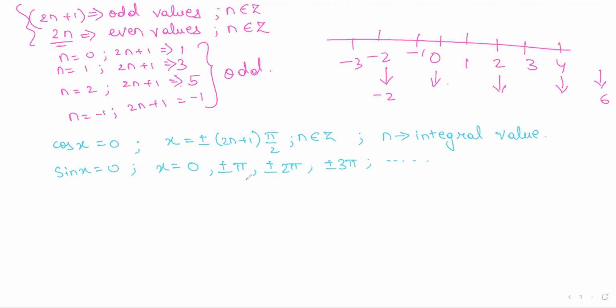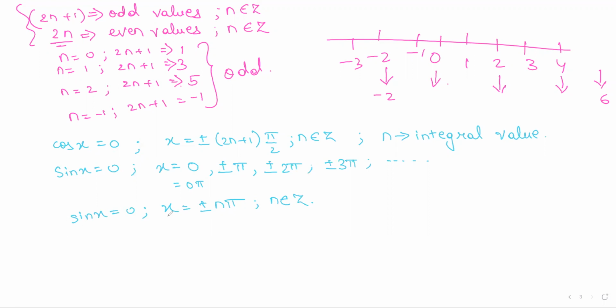Here, pi value is common. They are preceded by 0, 1, 2, 3. 0 can be written as 0 pi. So x can be written as plus minus n pi. N can be any integer, where n belongs to Z. This is for sin x equal to 0. So these are the generalized formulas, to understand for which angular value you'll get 0.